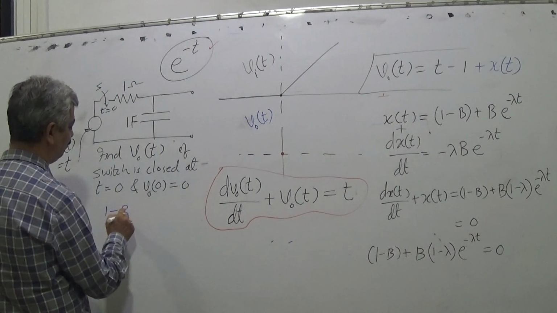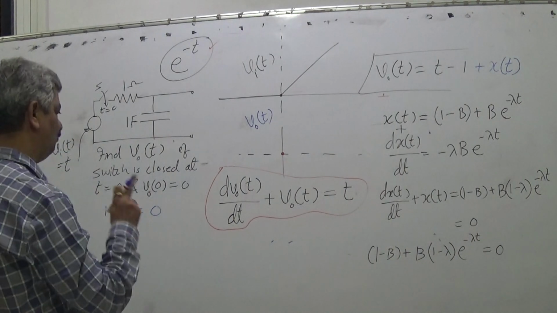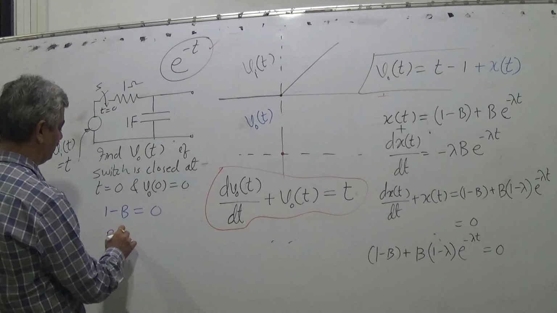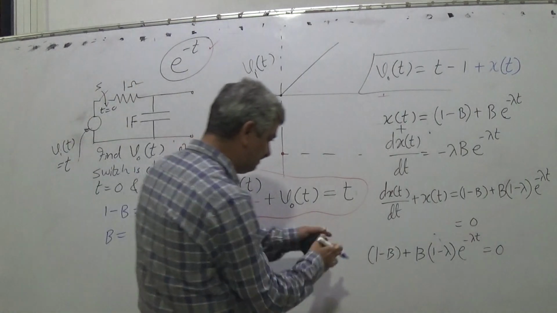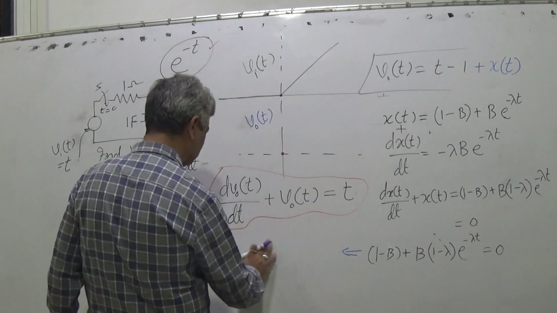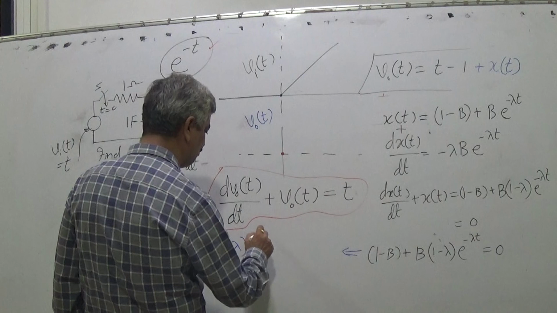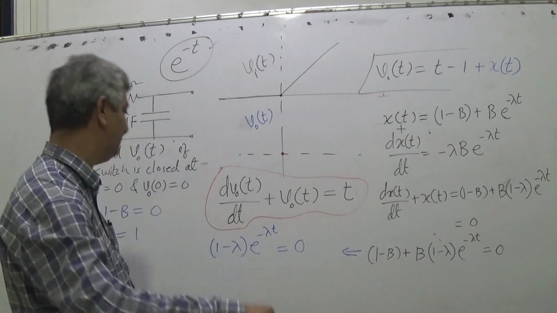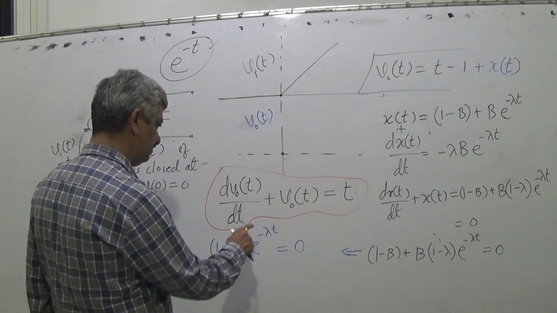1 minus b equal to 0, right? 1 minus b equal to 0. So when 1 minus b is equal to 0, that means b is equal to 1. So we can put b equal to 1 here and simplify the equation further. By putting b equal to 1 here, we get this is 0 plus 1 minus lambda e raised to minus lambda t is equal to 0. Now you put t equal to 0, this is 1.